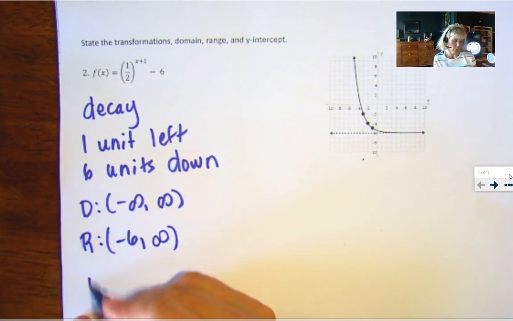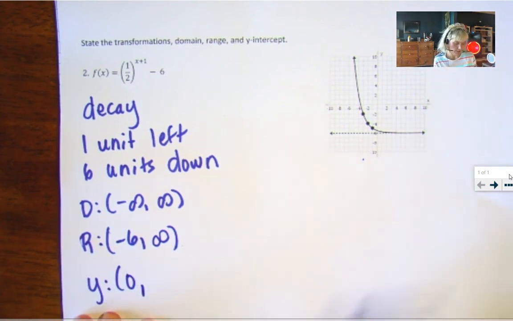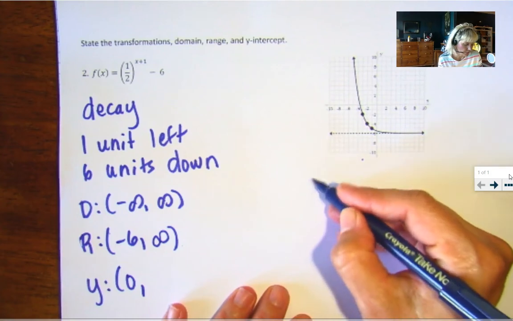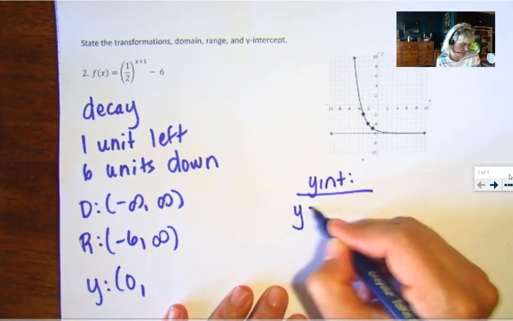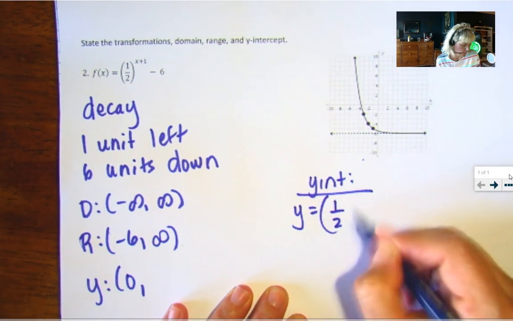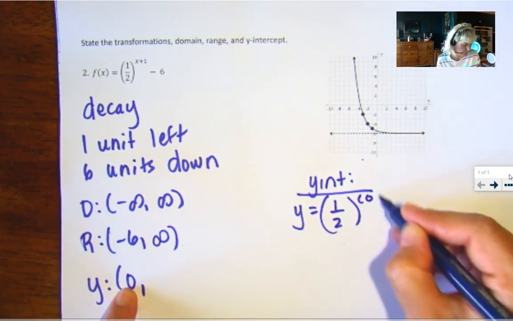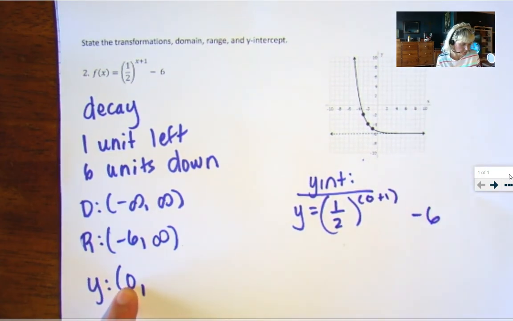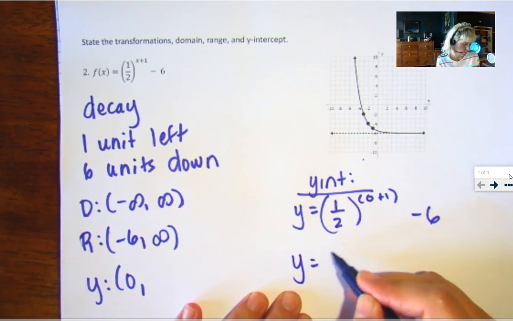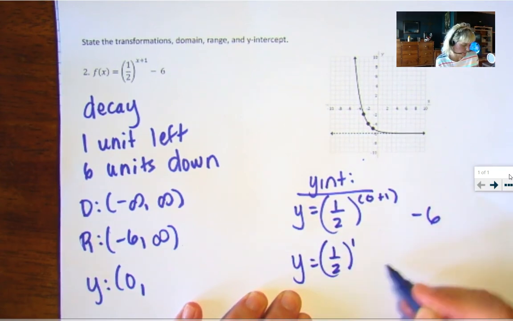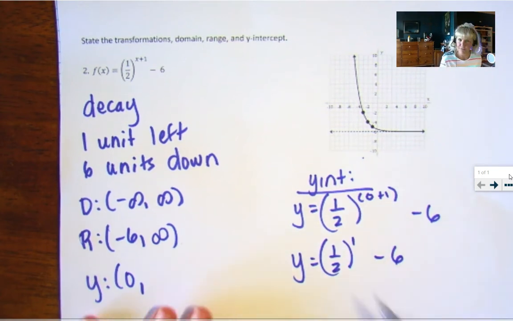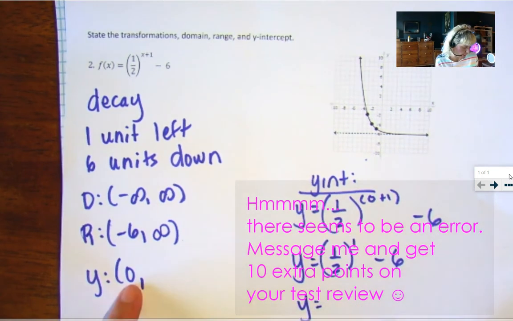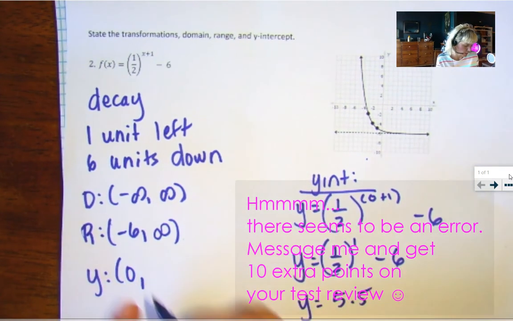All right, y-intercept. So I'm going to have a 0 here, and I'm going to plug it in and do some math on that. So for the y-intercept, it is going to be y equals (1/2) to the power 0 plus 1, minus 6. Y is going to equal 1/2 raised to the first power minus 6, which of course is just a half. So a half minus 6, our y-intercept is going to be at (0, -5.5).